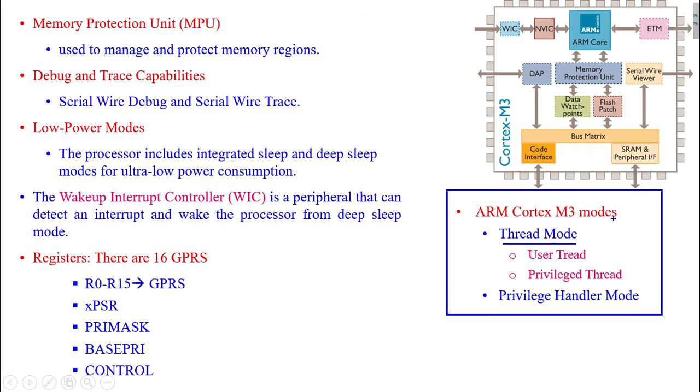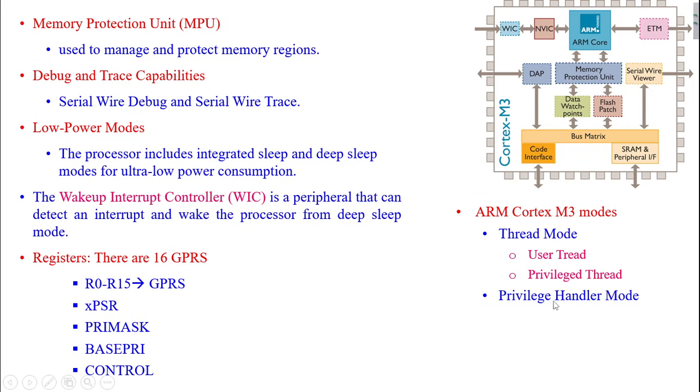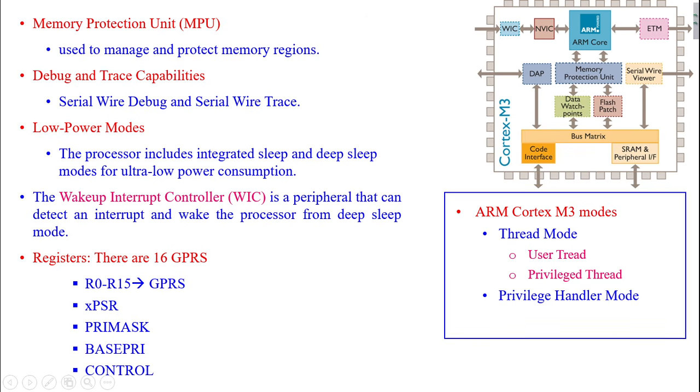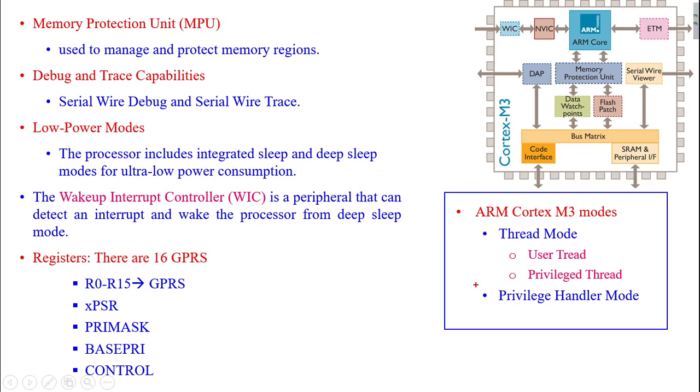ARM Cortex processor operates in two modes. One is thread mode and one is called privileged handler mode, or you can say main programmer mode. So mainly it is going to operate in two modes: one is thread mode and one is handler mode. Handler means whenever there is an interrupt, the processor will enter into handler mode, or it's also called privileged handler mode.